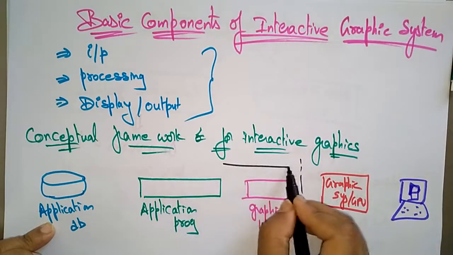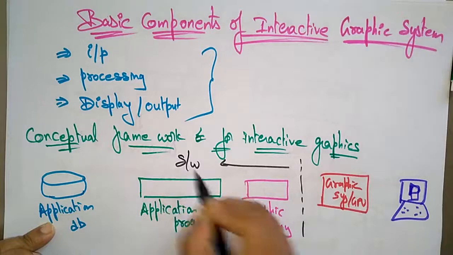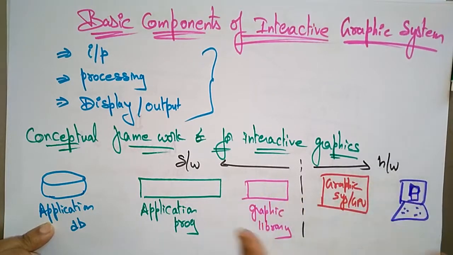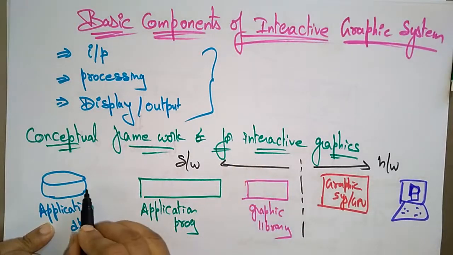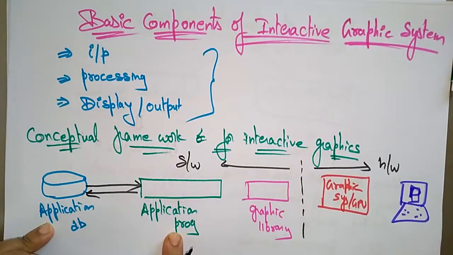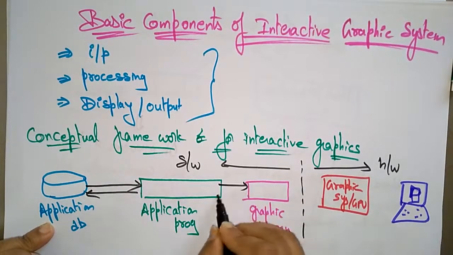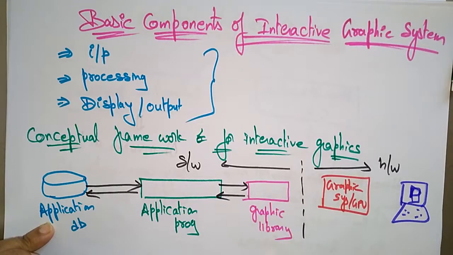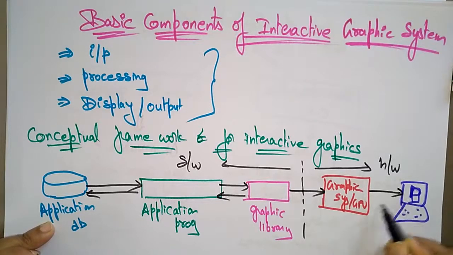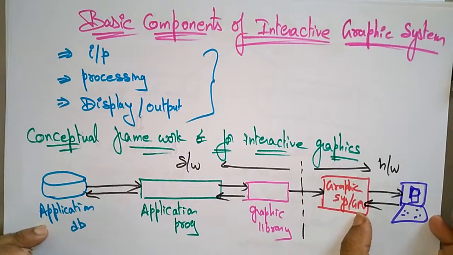Up to the graphic library, this completely comes under the software, and after the graphic library is the hardware part. The software part is the application database, the application program and the graphic library, which is connected to the hardware, that is the graphic system or GPU, and this communicates to the system.